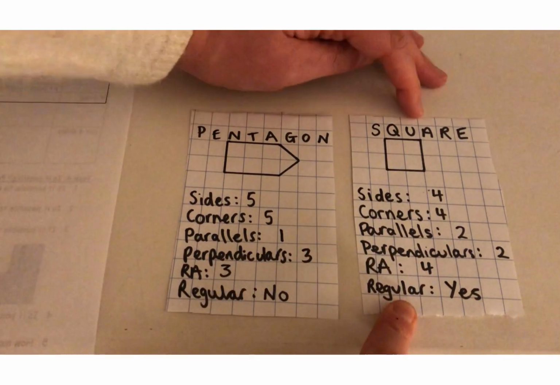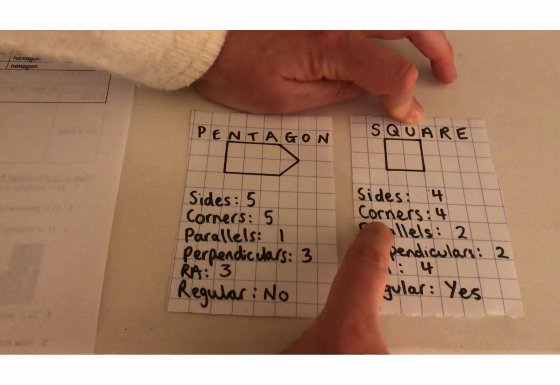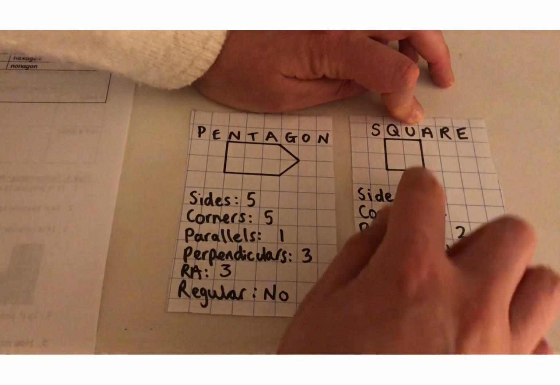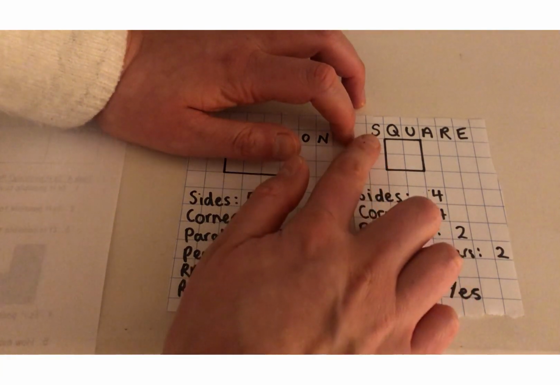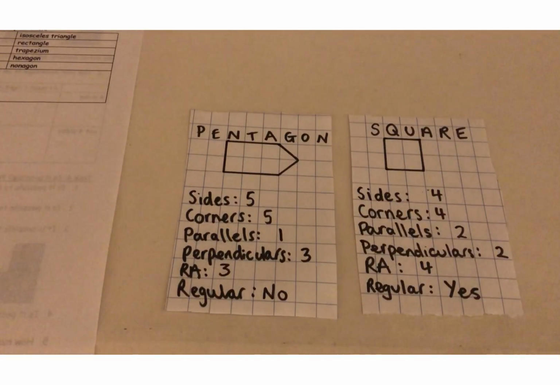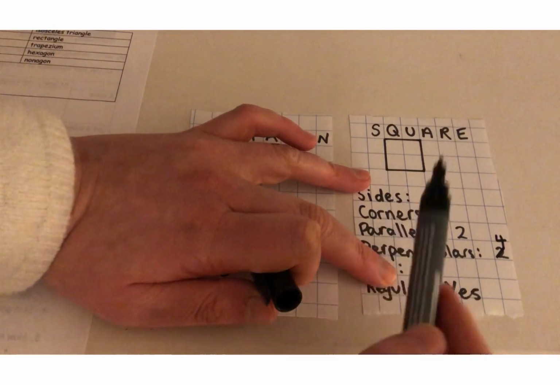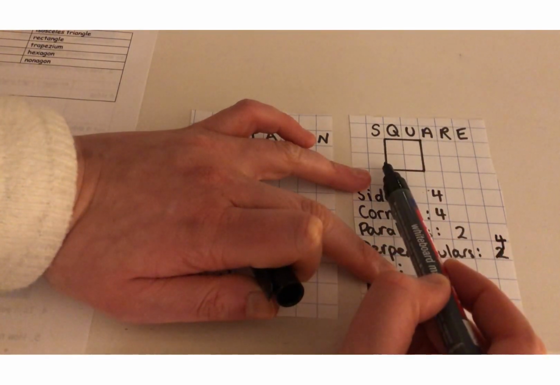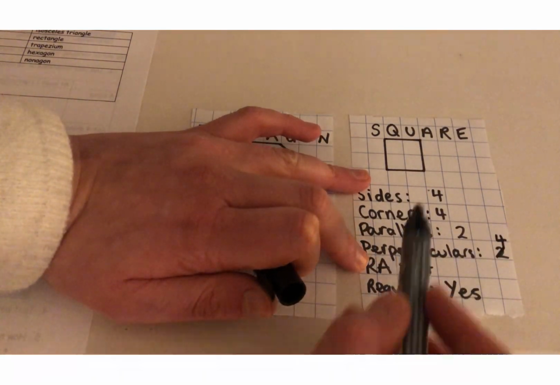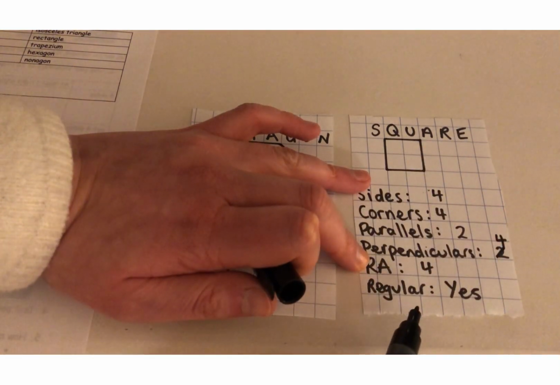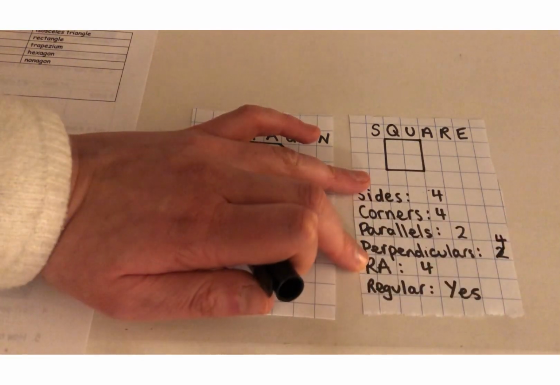I also chose to do a square. So I wrote square, I drew a square, sides 4, corners 4, parallel lines 2, here's one set, here's a second set, perpendiculars 2, 4, silly me. It's always important to double check your work, isn't it? So here's 1 pair, 2 pairs, 3 pairs and 4 pairs of perpendicular lines. Right angles 4, 1, 2, 3, 4. And is it a regular shape? Yes, because all 4 sides are the same length, all 4 angles are the same size.